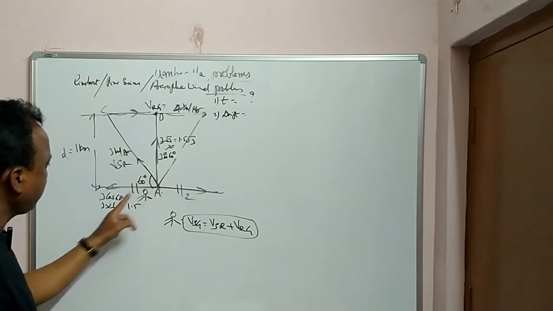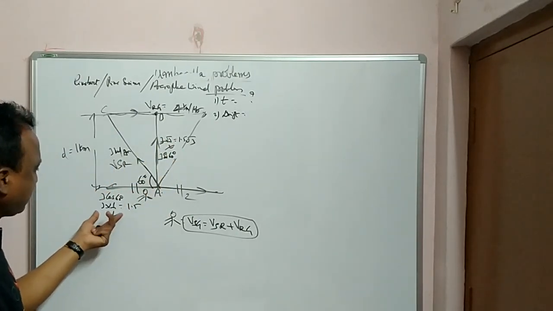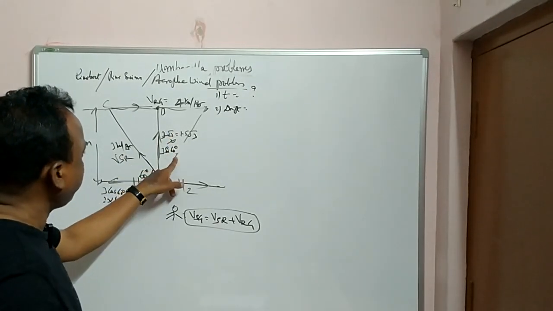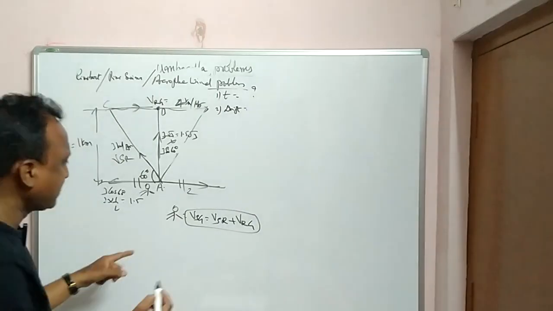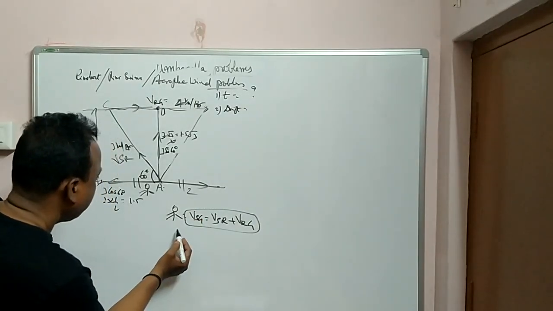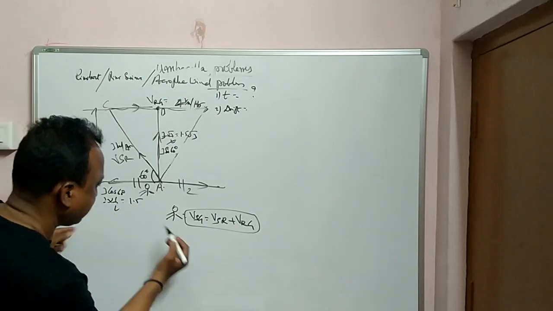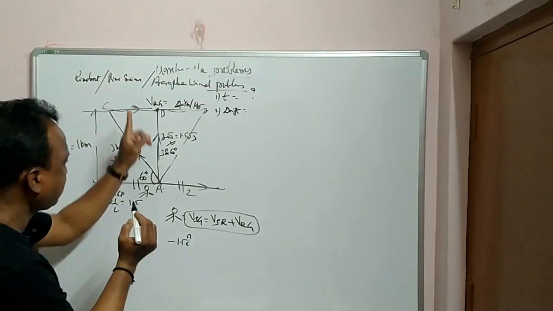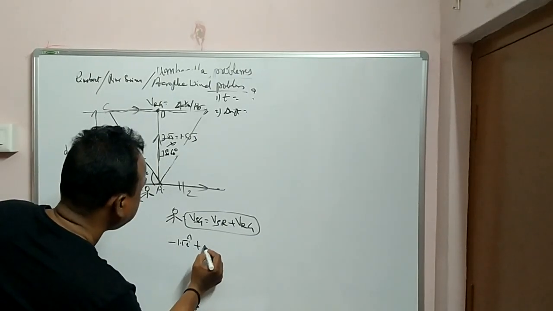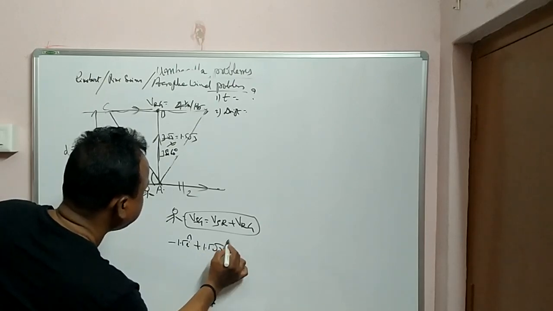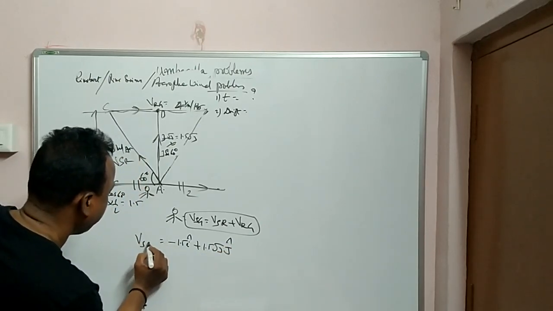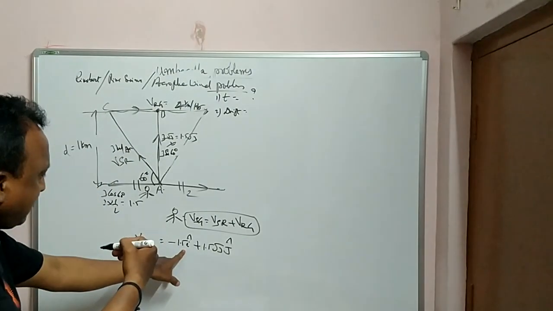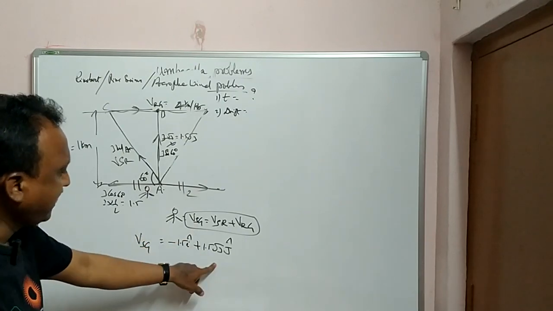Now the components: 3 cos 60, 3 sin 60. What is 3 cos 60? 3 into half, 1.5. And what is 3 sin 60? 3 into root 3 by 2, that is 1.5 root 3. So the swimmer is swimming 1.5 in this direction, that means minus 1.5 i cap, and also in this direction, plus 1.5 root 3 j cap. This is the velocity of the swimmer with respect to ground in vector form: minus 1.5 i cap plus 1.5 root 3 j cap.